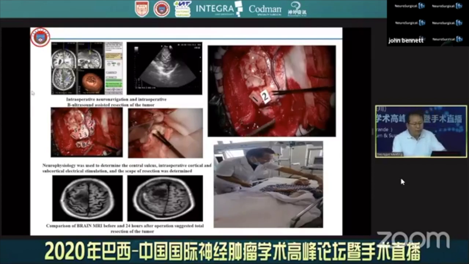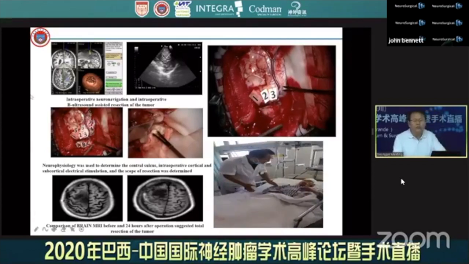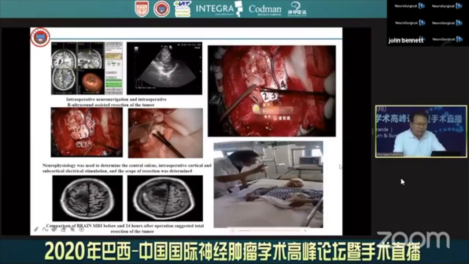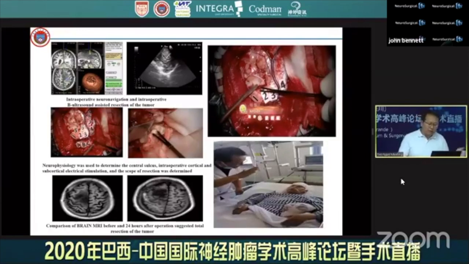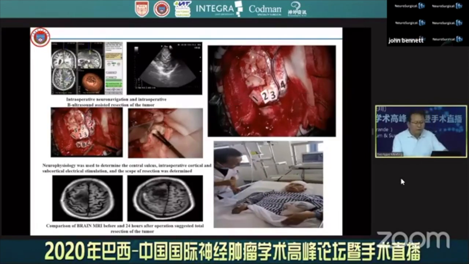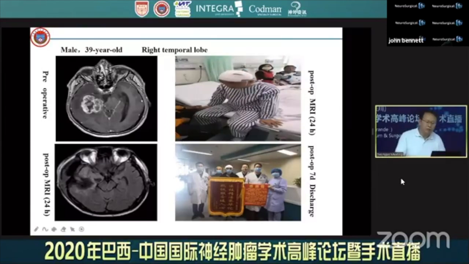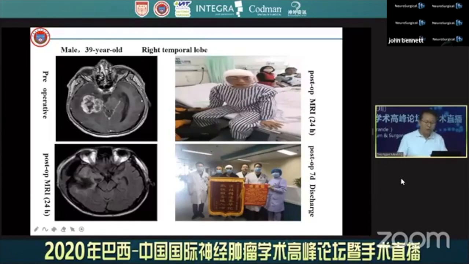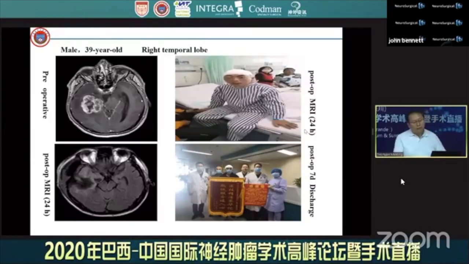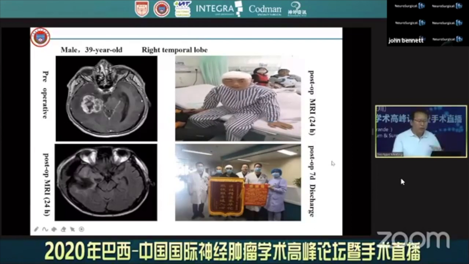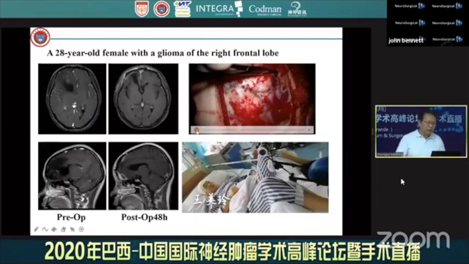This is some, this ECS, electric stimulation cortex. So post operation, 1 week he goes back home. So this is a 39 year old patient with right temporal lobe epilepsy, right temporal lobe. So very quickly, 2 hours, 1 day post operation, he can walk and answer questions, has language function.